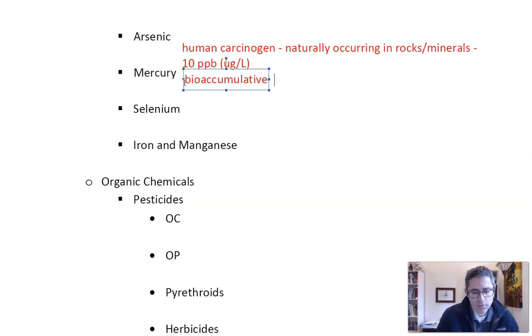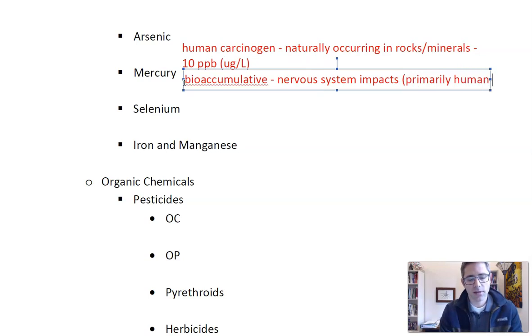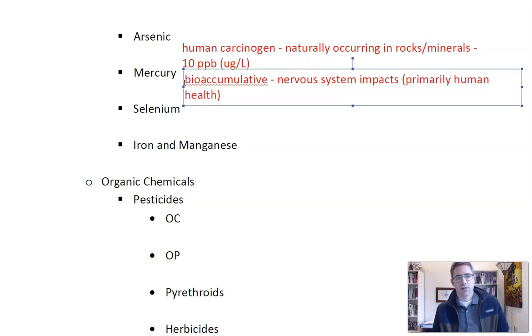And why we're mostly concerned about it is nervous system impacts in both humans and aquatic life, but primarily human health. And so again, it can bioaccumulate in fish tissue. We eat the fish, and then it can be toxic, especially to pregnant moms and to young kids.